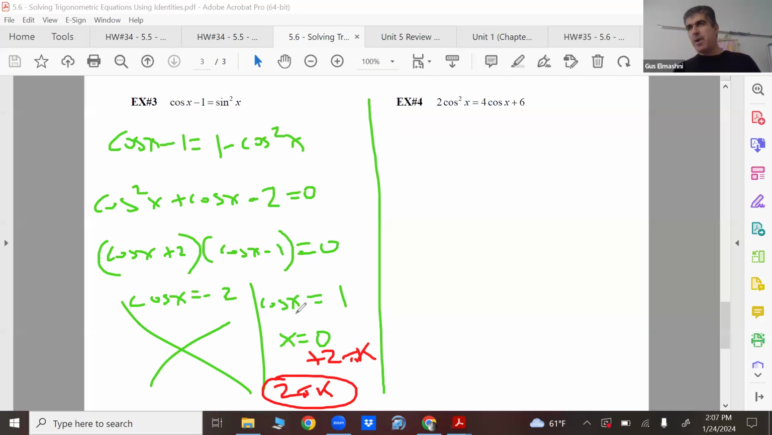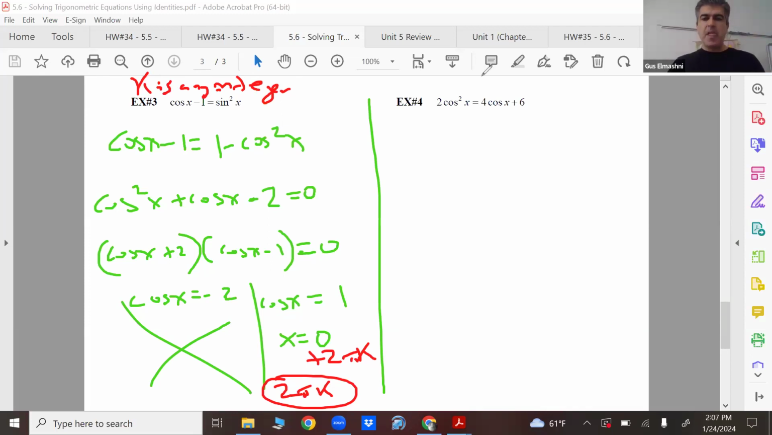Like 4 pi, 6 pi, 8 pi, 10 pi, any even multiple of pi would work. And again, you should say k is any integer. You should say that. So k is any integer. All right, questions? All right, one more.